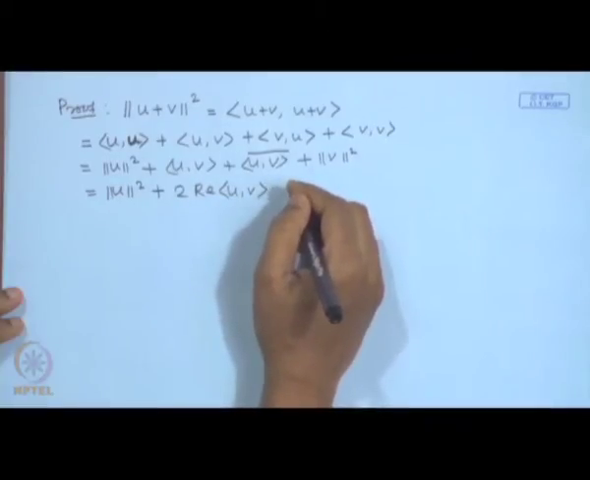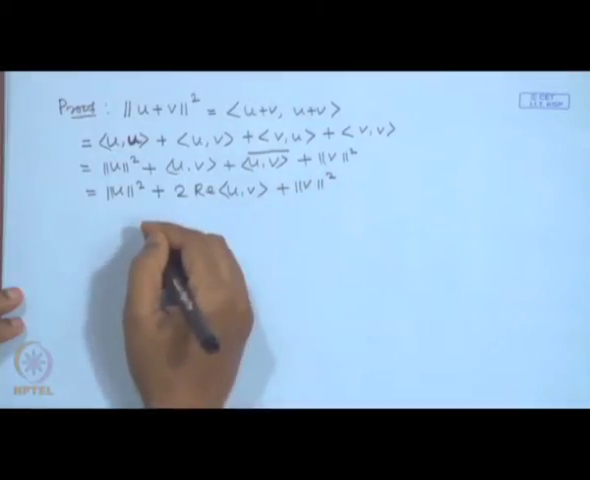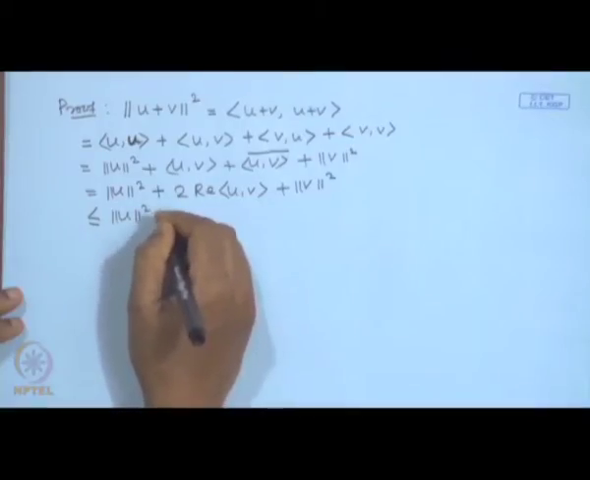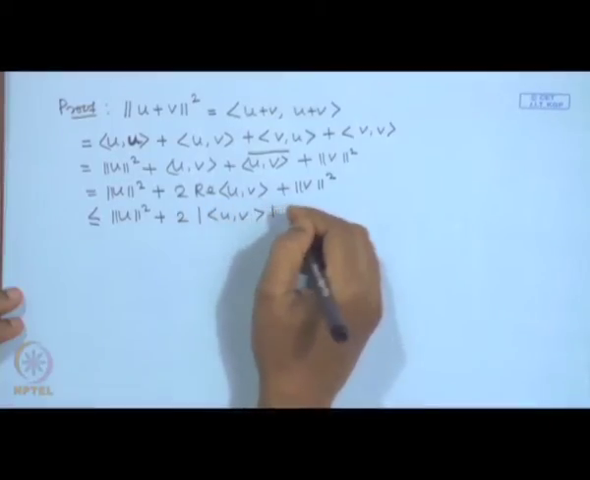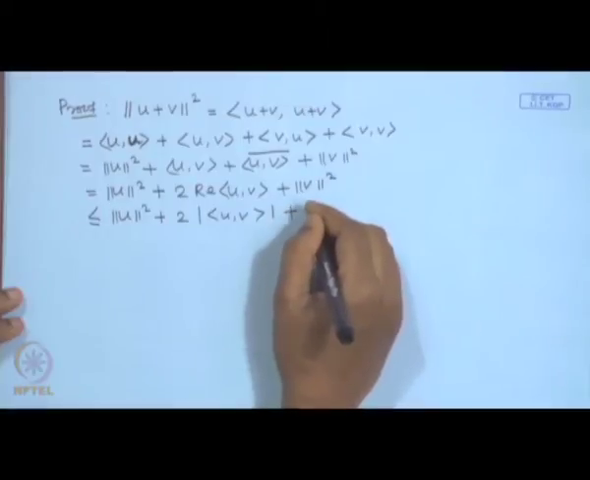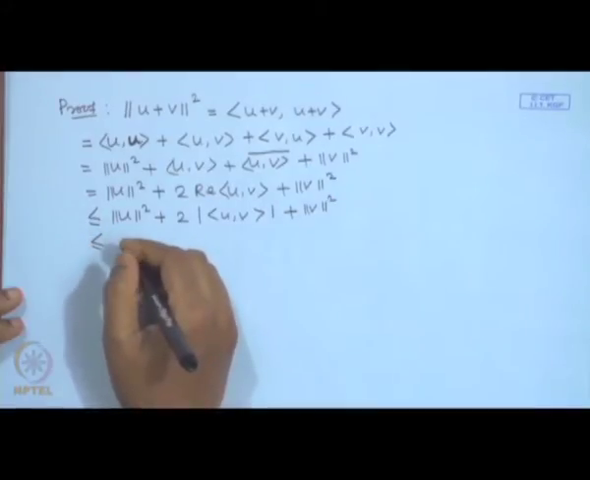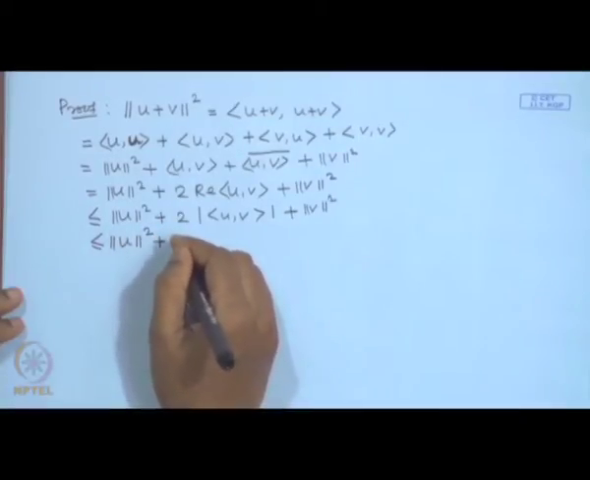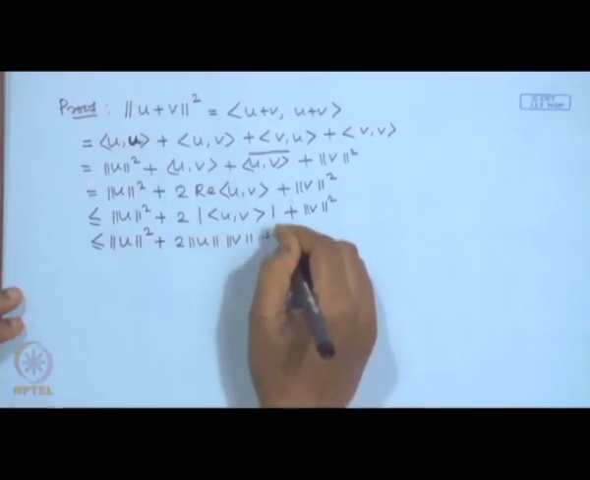inner product of u and v plus square of norm of v, and this is less than or equal to square of norm of u plus 2 times absolute value of inner product of u, v. This follows from that property of complex numbers again, plus square of norm of v, and from the Cauchy-Schwarz inequality, we get that this is equal to square of norm of u plus twice norm of u into norm of v plus square of norm of v.